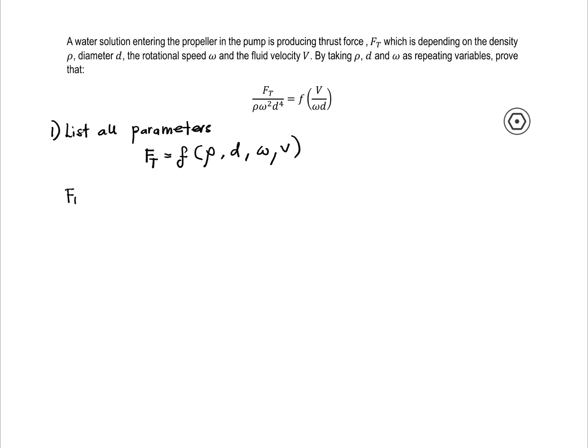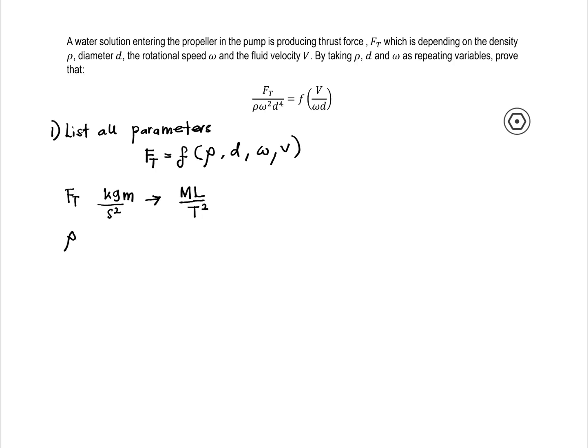Ft is a thrust force. The unit of thrust force is kilogram meter per second square. When we convert to the primary dimension, we have M L over T square. M represents mass, L is for length, and T is for time.